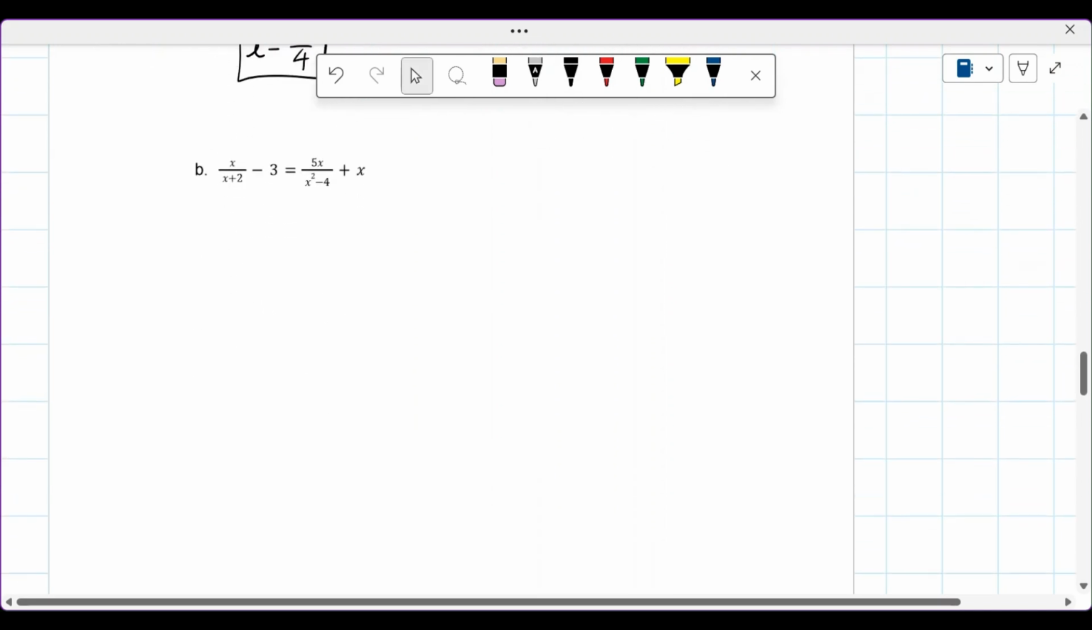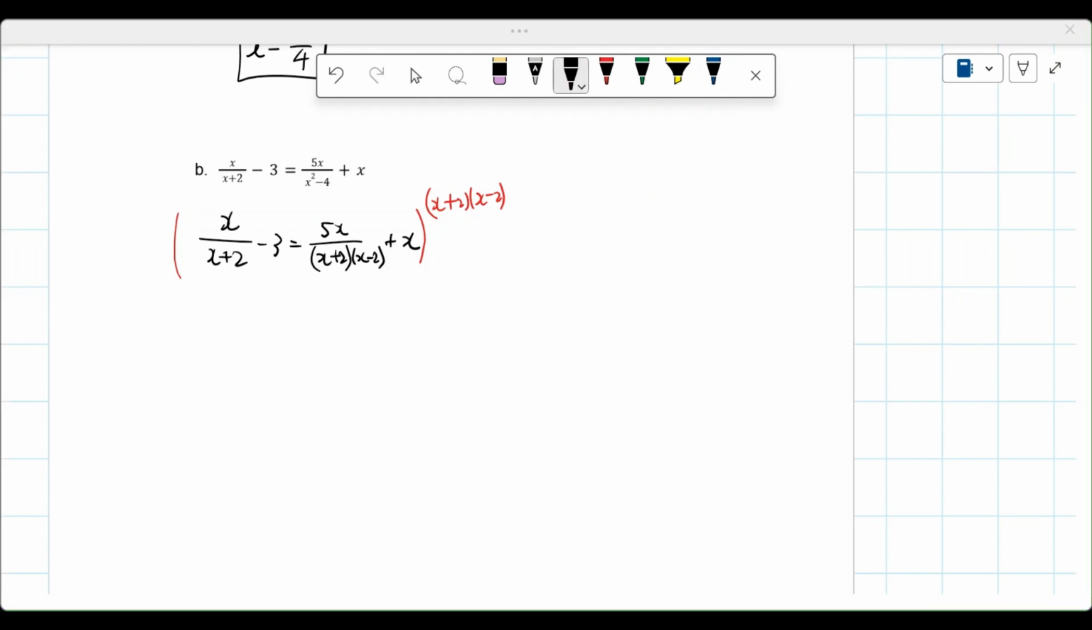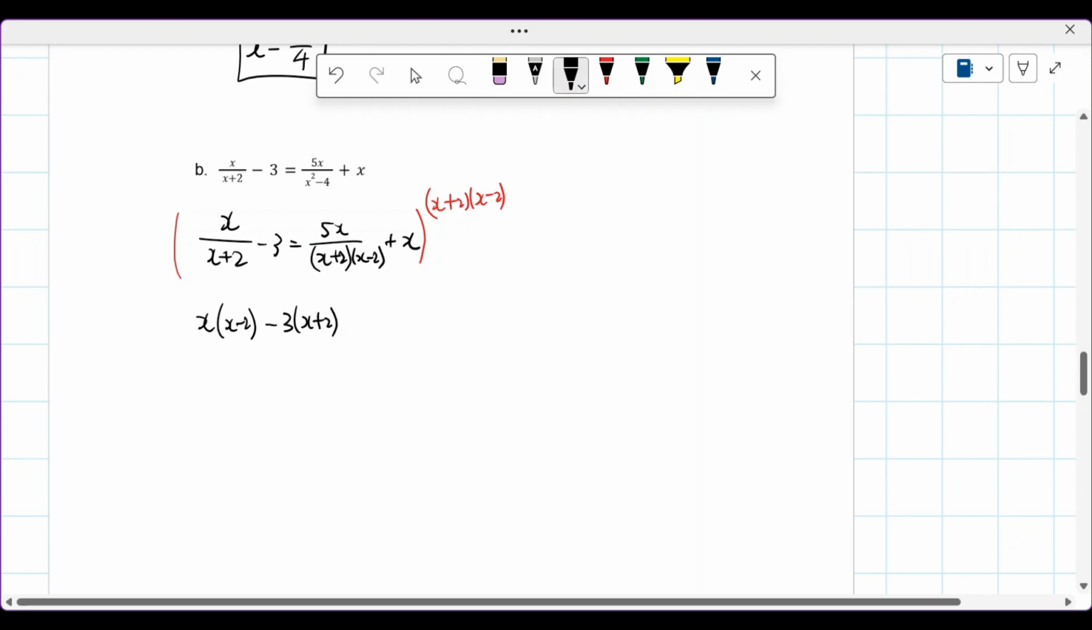Let's try part B similarly as well. The first thing that I can do is rewrite this expression as 5x over x plus 2 times x minus 2. So if I multiply both sides by x plus 2 times x minus 2, I will effectively get rid of the fractions altogether. It's going to be x times x minus 2, minus 3 times x plus 2 times x minus 2, equals 5x plus x times x plus 2 times x minus 2.